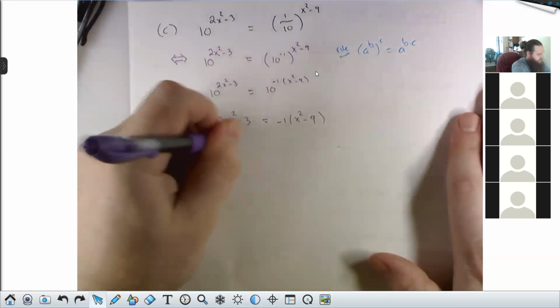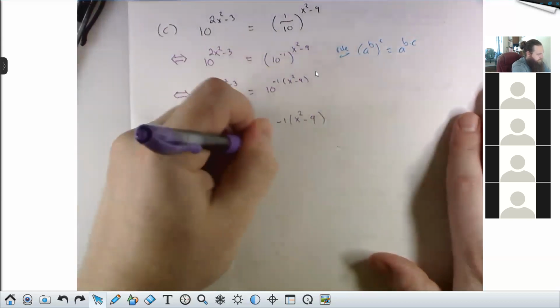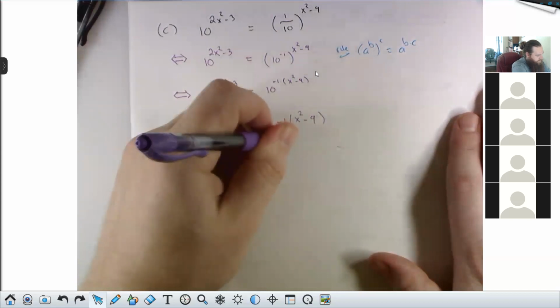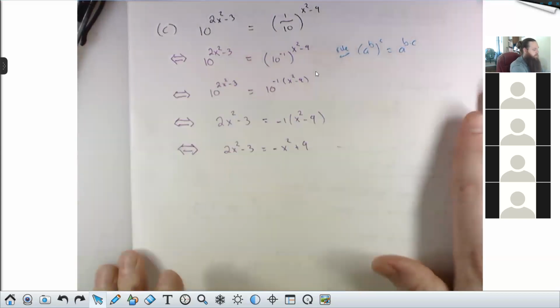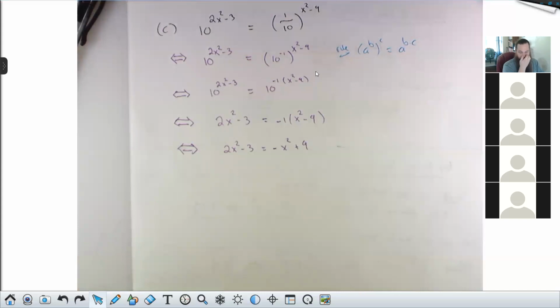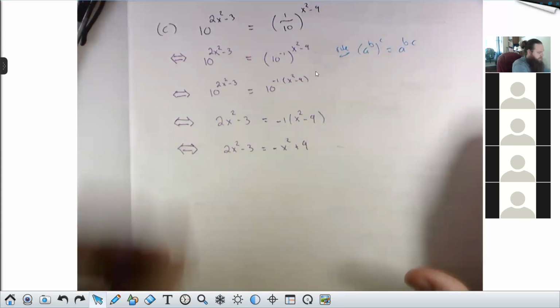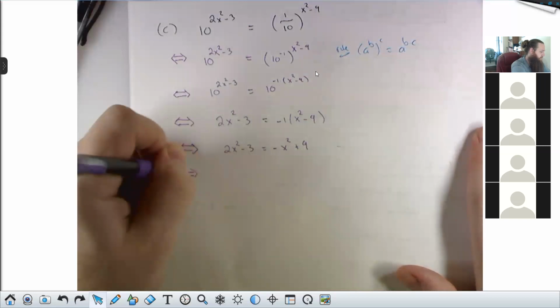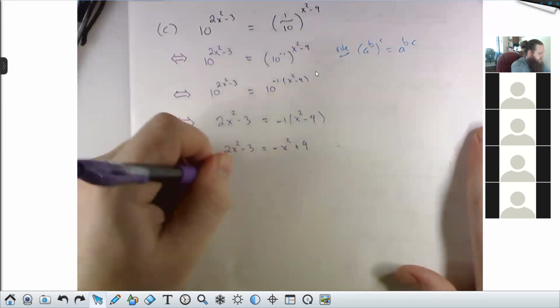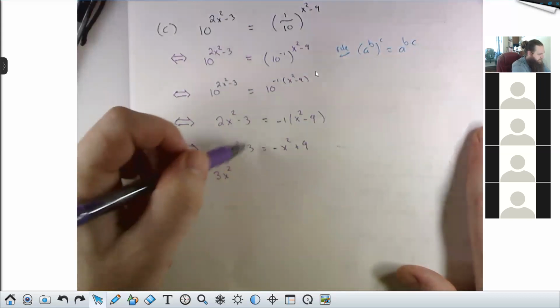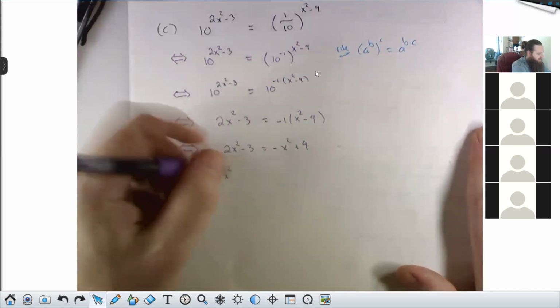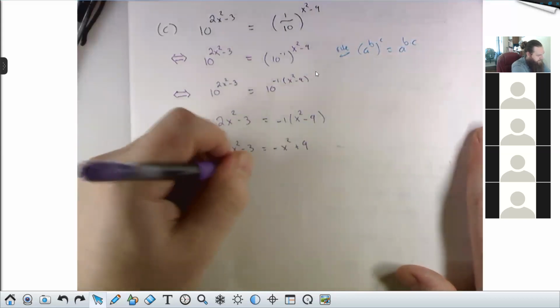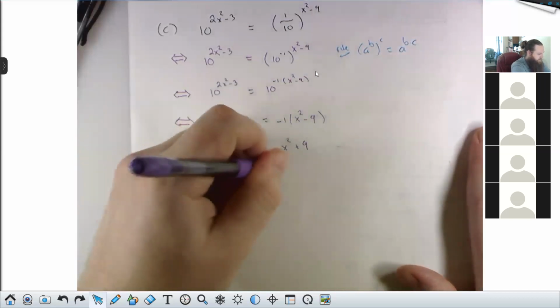So that's 2x squared minus 3 equals negative x squared plus 9. And now this is a quadratic equation. You can always solve these. I'll add x squared to both sides, subtract 9 from both sides, and we'll get 3x squared. And negative 3 minus 9 is minus 12 is equal to 0.